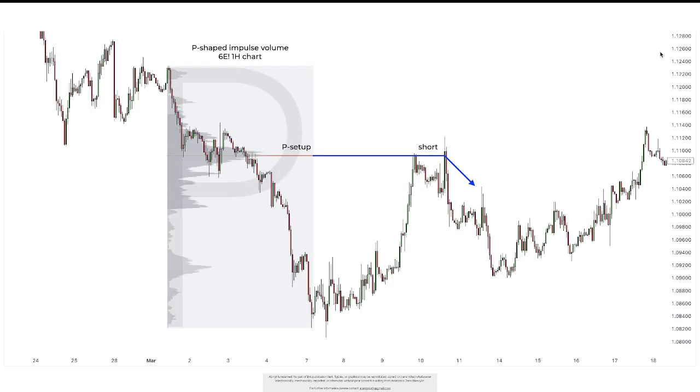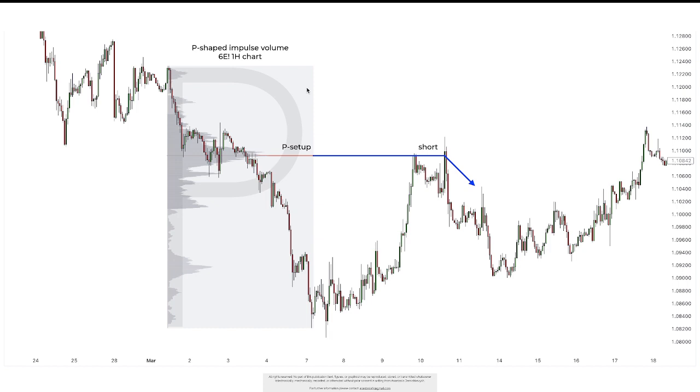So this was the B setup, and now we have another one, the P setup. And you probably already guessed why it is called the P setup. Again, very straightforward. The P setup is just the reverse of the B. In the P setup, the most volume is on the top of it. So when the trend is completed, the biggest volume, the heaviest volume was on the top and almost nothing on the bottom.